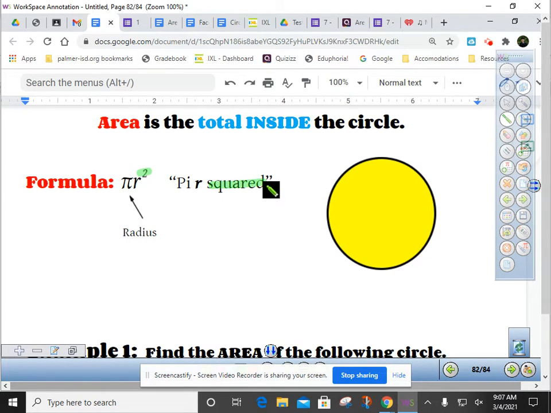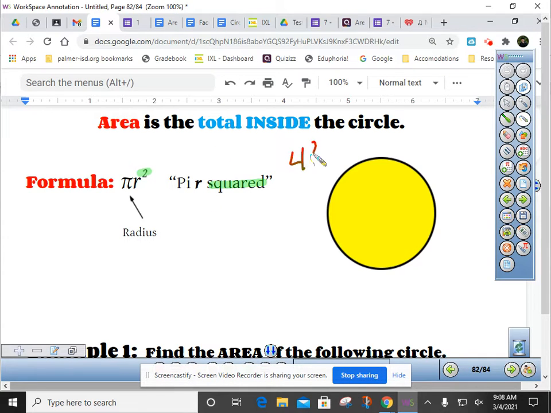Times 2? It is not times 2. It's also known as to the second power. You've done it before, I know you have. Like if you have 4, then you multiply 4 times 4. You multiply whatever number the r is times itself. Okay, that is not a 2, it is squared.